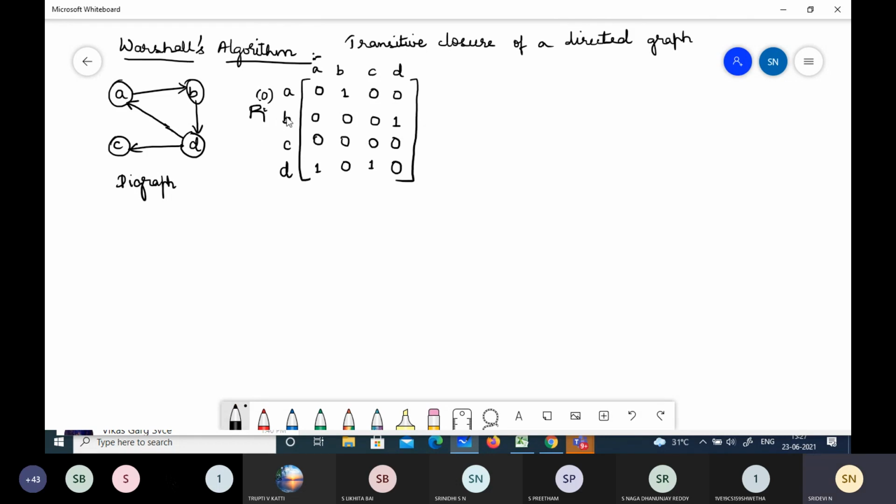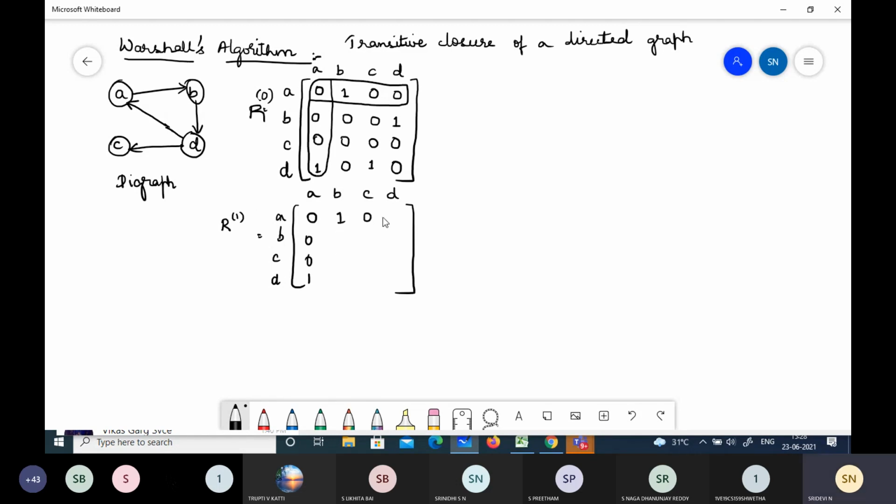Row of 0. Now let's take this. We are finding transitive closure. So we have this. How do we get R1 now? The thing is, you will have to just write down the first row and first column as it is. That's a procedure, isn't it? So we'll write down 0, 0, 0, 1, 1, 0, 0.